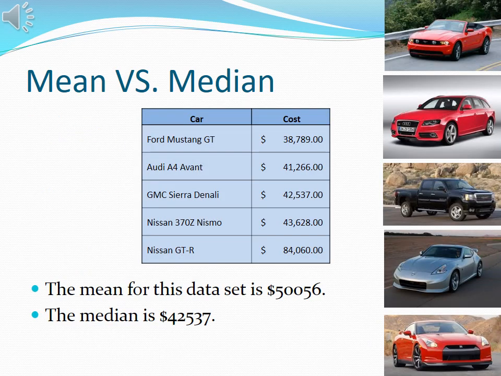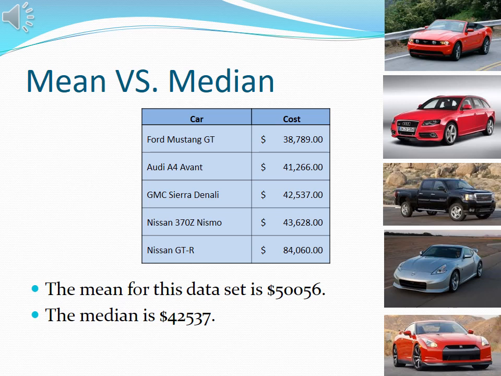Building off of what I said on the previous slide about the sensitivity here, for example, another list of cars. I'm a big car guy, so this is kind of why it's relevant. In this case, I have a list of 5 cars: $38,789, $41,266, $42,537, $43,628, and then the Nissan GTR, $84,060. If we did a mean, added all these 5 together and divided by 5, the mean or average would be $50,000.